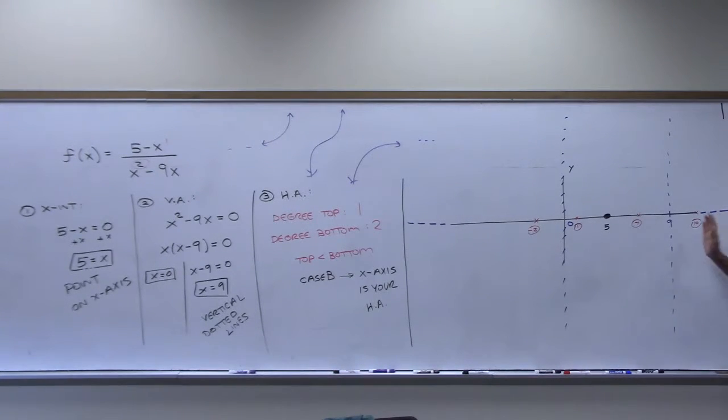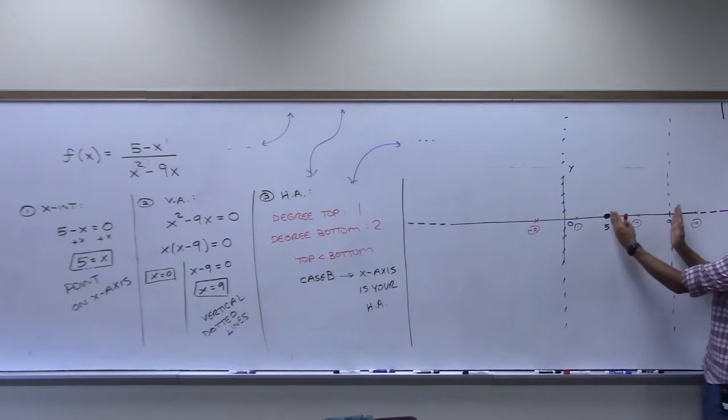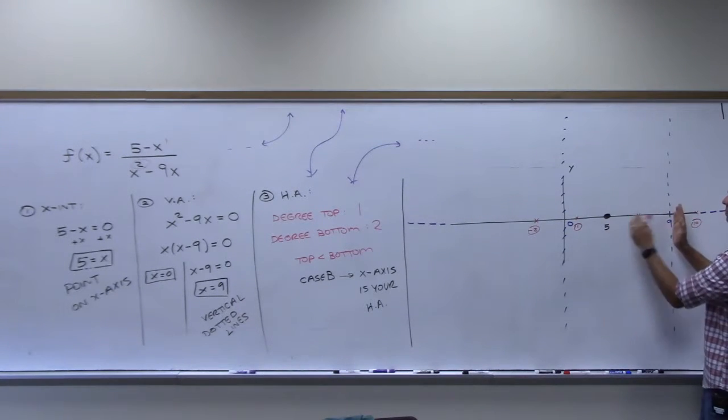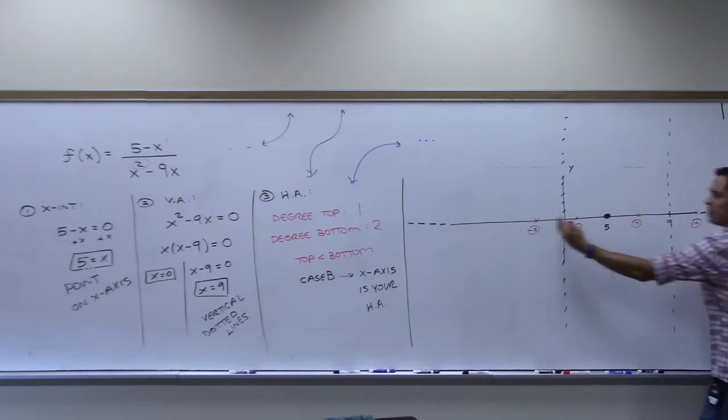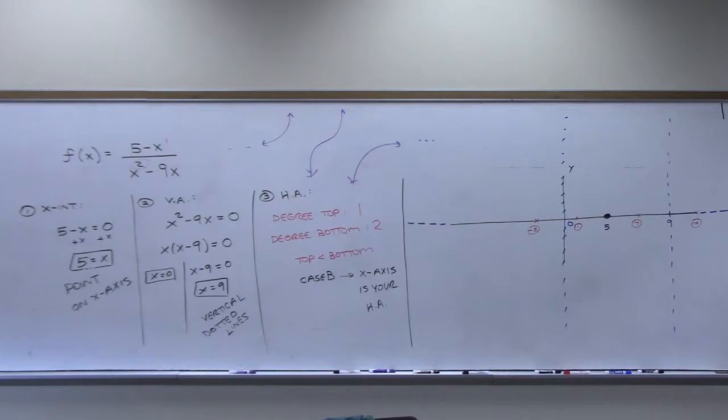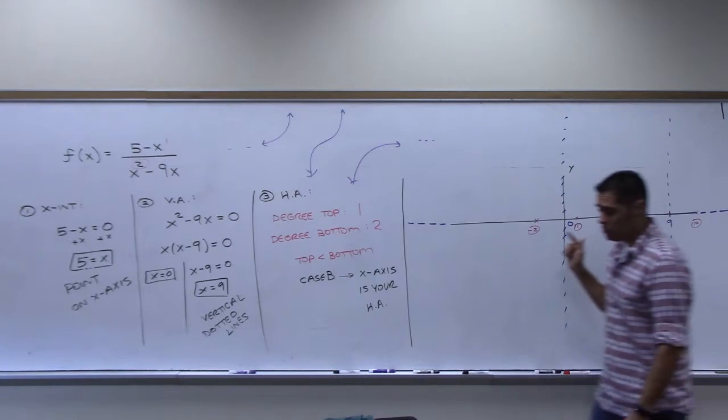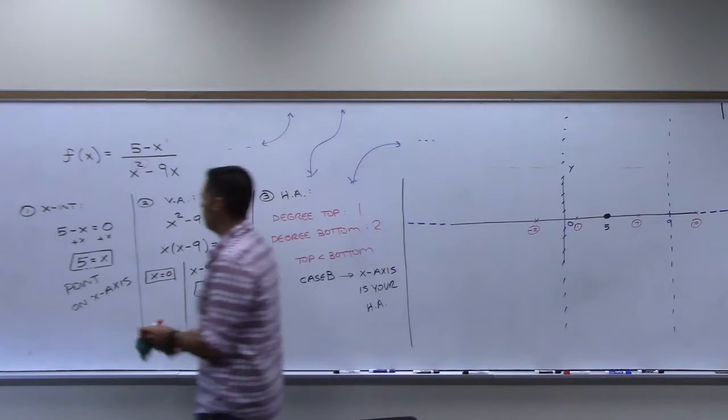So we just check again. Do we have a test point between everything? Between these two, do we have something? Yes. Between these two, do we have something? Yes. Do we have something on the outsides? Yes, we're good to go. And those numbers get plugged into the original function.